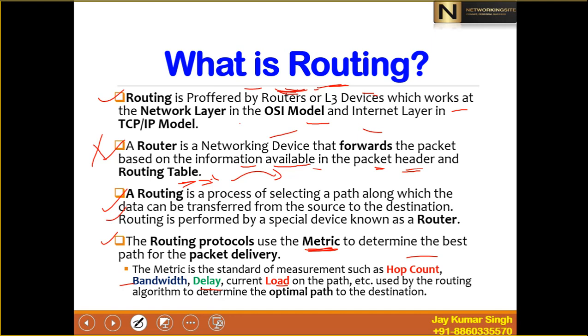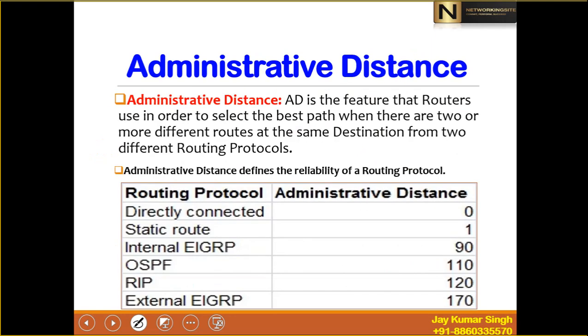Now, one more thing: administrative distance. Whatever routing protocols we are using, each and every routing protocol uses some kind of administrative distance number. That is the default. If you want, you can change it, but right now we are talking about the default. By default every protocol has an administrative distance, and on the basis of administrative distance we find who is more trusted or who is best.